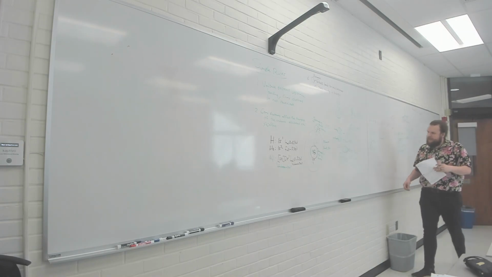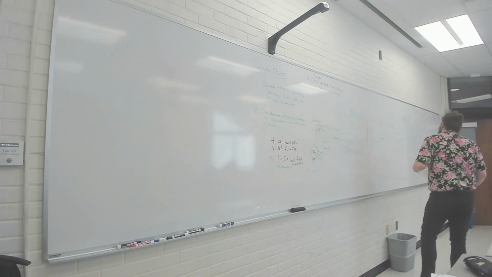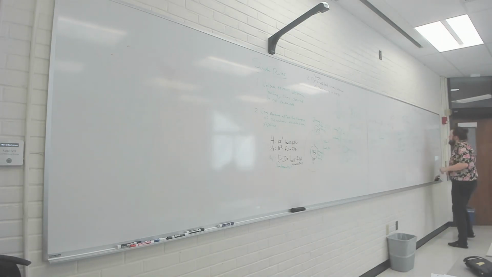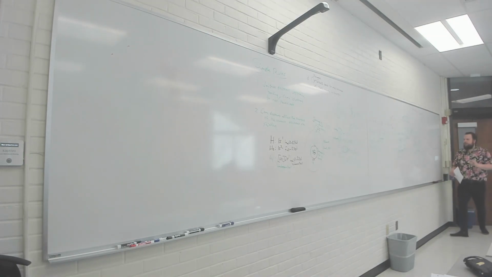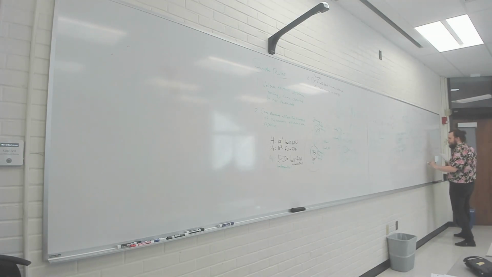Okay, so now let's calculate the bond order of this system. All right, so what's the bond order? So the bond order is 1/2 the number of bonding electrons minus antibonding electrons.